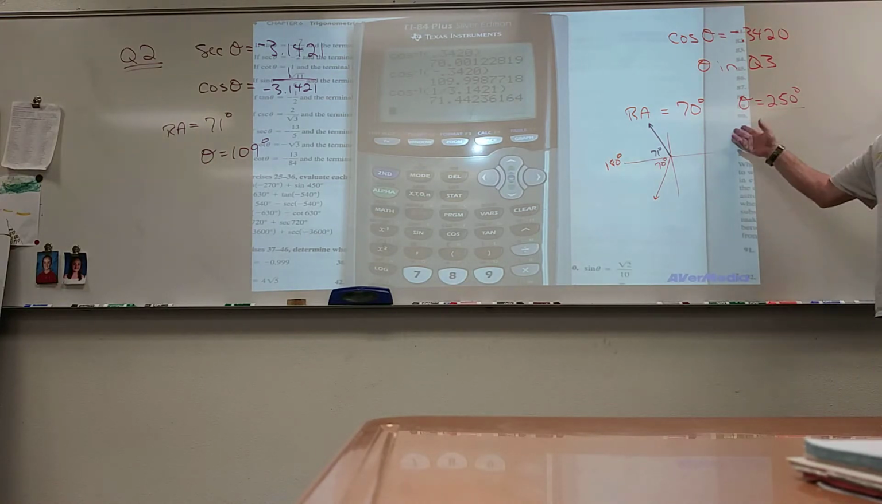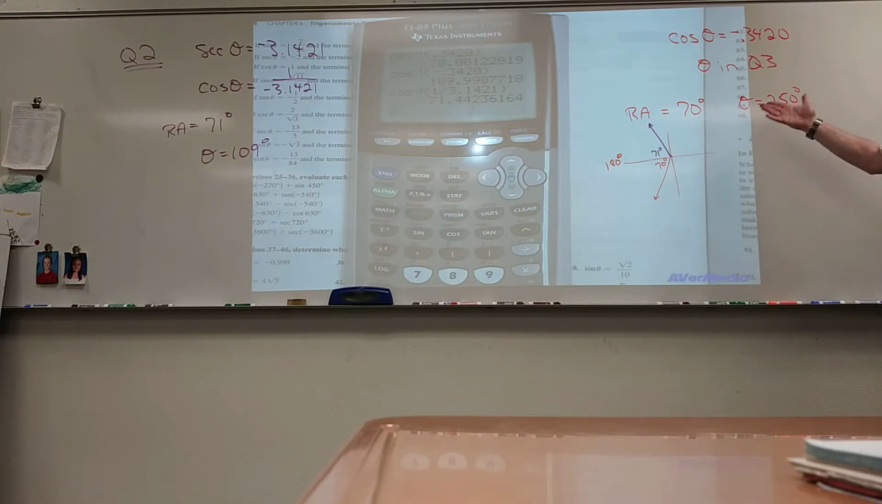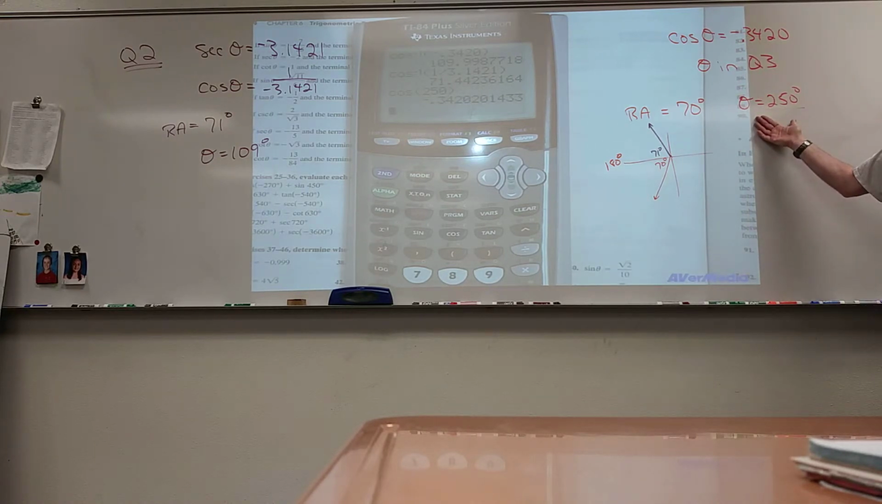By the way, can you check your answers from these? Yes. How would you check your answer? Like this one, for instance, what would you do to check your answer here? Cosine of 250 degrees, and what are we hoping to get? Negative 0.3420. Let's check and see if we did okay. Cosine of 250 degrees equals, oh, okay. So I feel really good that that's the correct answer.